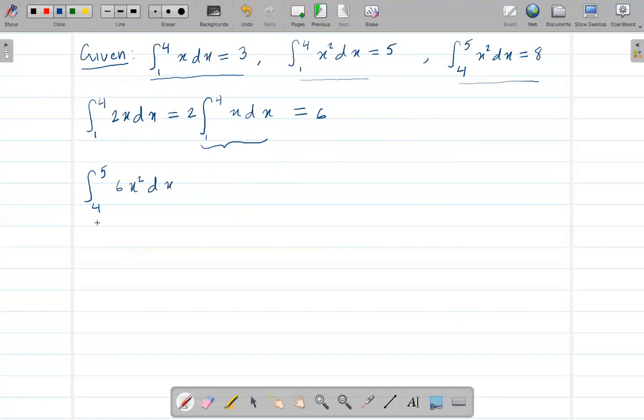So integration from 4 to 5 of 6x squared dx is, well, again, I can take that out, 6 times the integration of x squared dx. Now, the value of this is given as 8 right here. So 8 times 6 is 48.